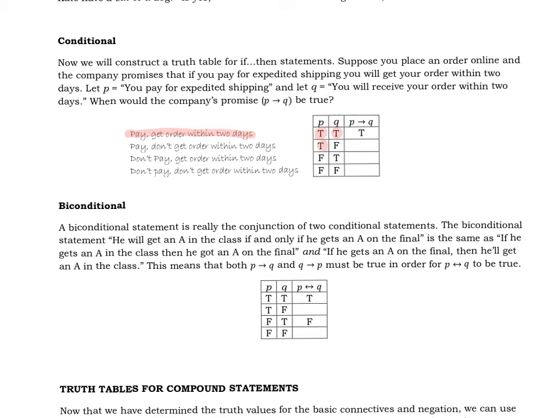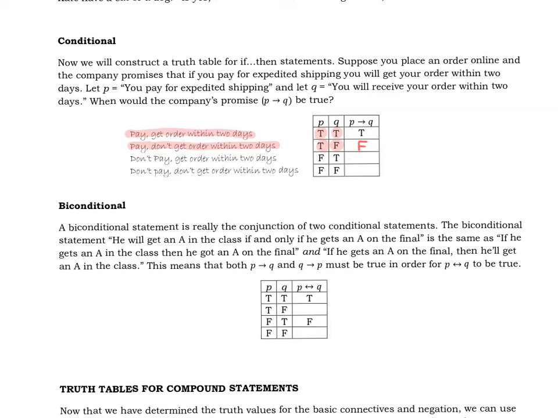So P, you pay for expedited shipping. But then Q, you got your order within 2 days, is false. That did not happen. So you paid, but you don't get your order within 2 days. What is the claim of that company? Is that company's claim true or false? Are you a happy customer, or are you kind of an angry customer because you paid all this extra money and you didn't get it? You would be an angry customer. Their claim in this case would be false. They told you something would happen and it didn't happen. So they lied.